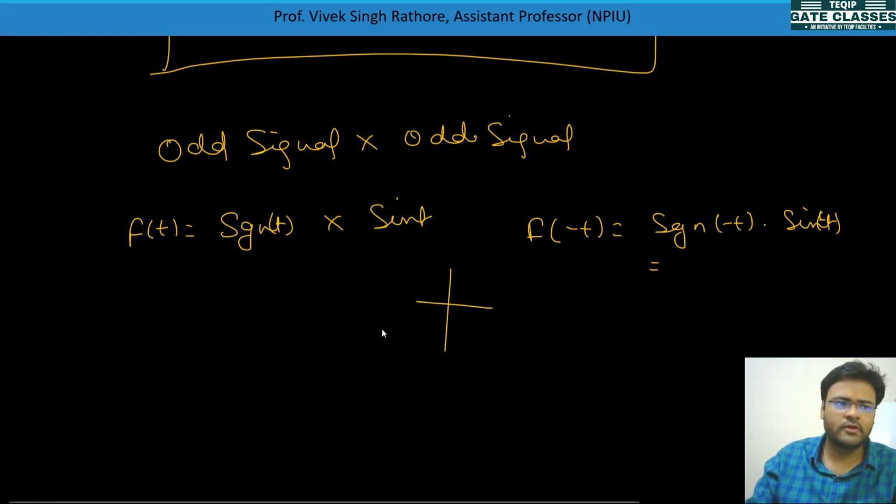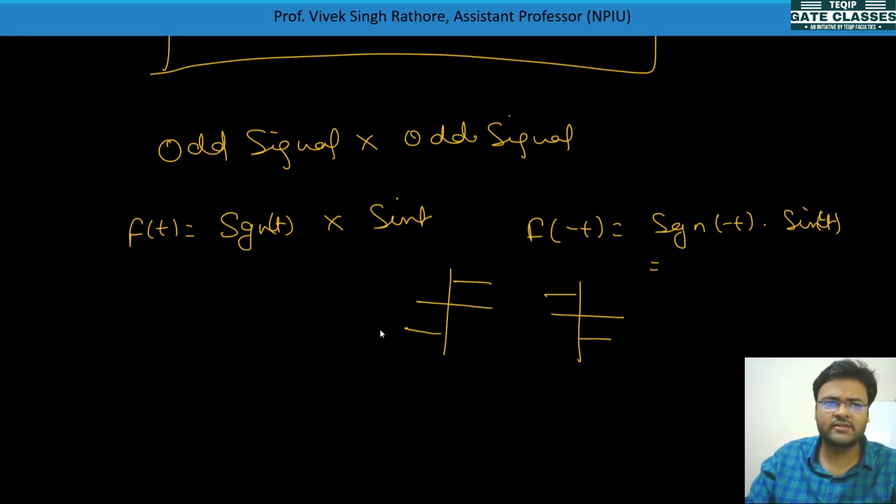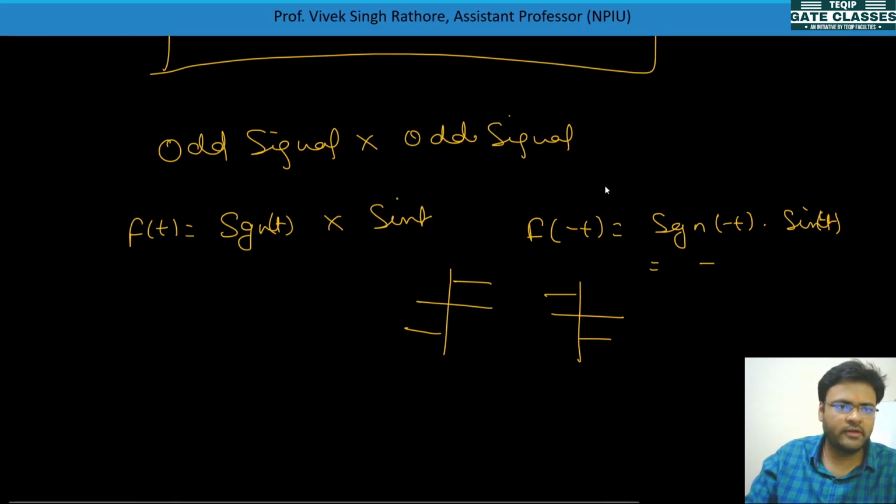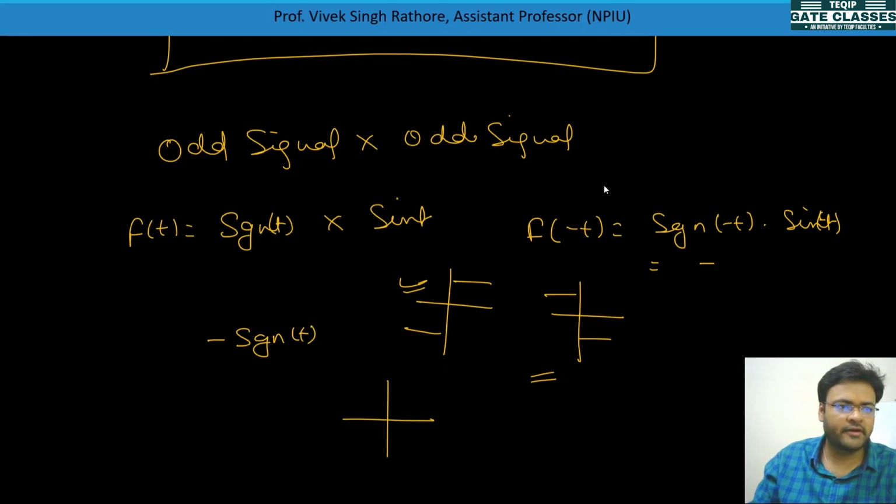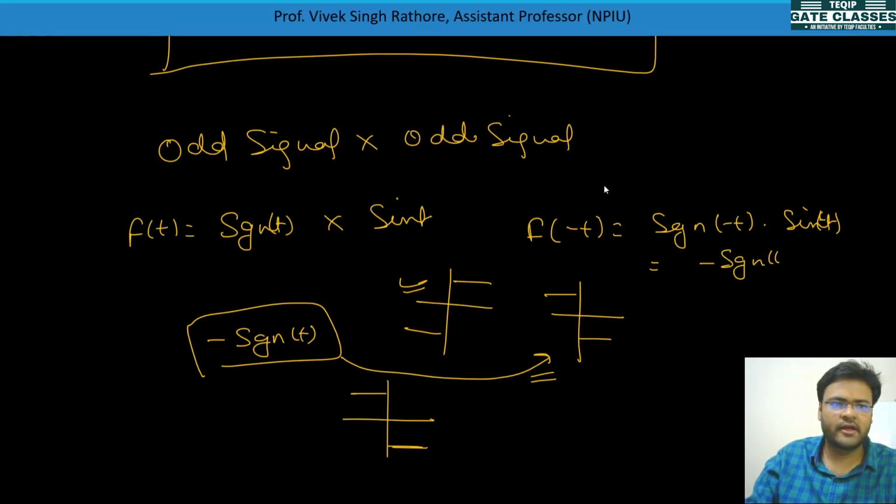Signum of t is like this, and signum of minus t will be like this. Sine of minus t will be equal to minus of sine t. And whenever you do minus signum of t, this was signum t, you do minus of signum t, meaning magnitude reversal, so it will come like this. So you can see minus of signum t is equal to signum of minus t, right? So you can write it as minus signum of t, and sine of minus t equals minus of sine t. So minus into minus is plus, and you will get again signum t into sine t.